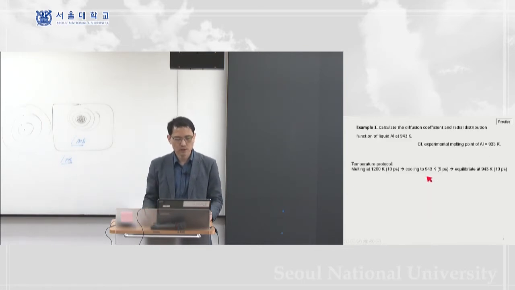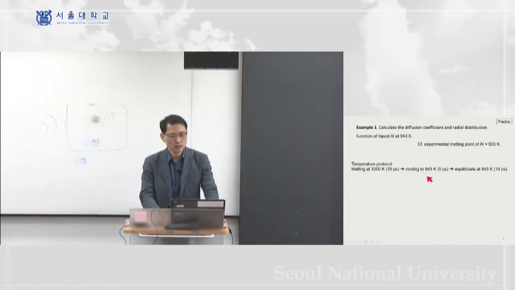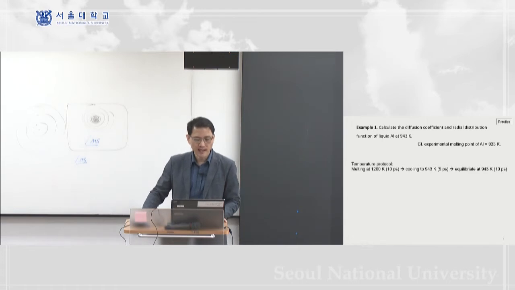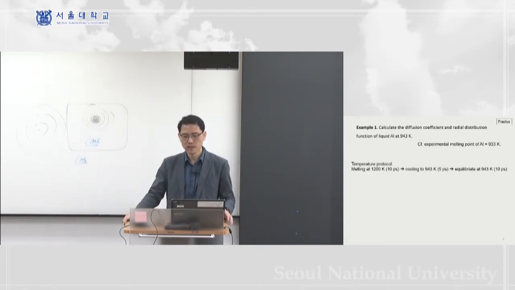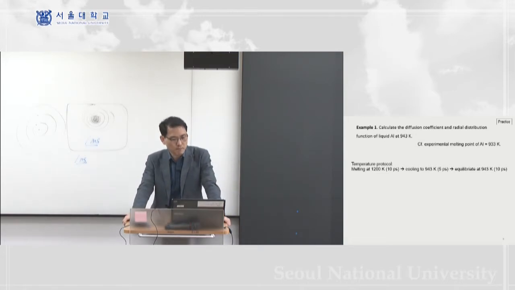All right, so during the first session, you will calculate the diffusion coefficient and the radial distribution function of the liquid aluminum at 943 Kelvin, which is above the experimental melting point of 933 Kelvin.